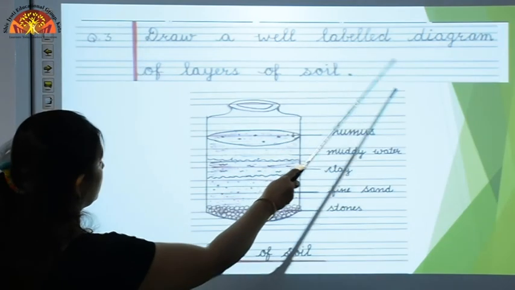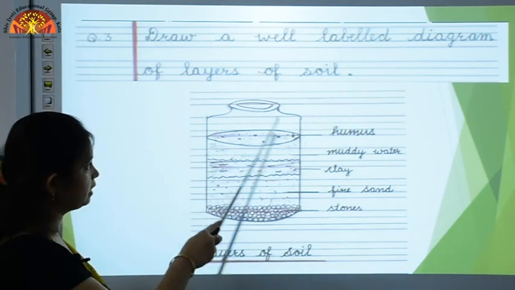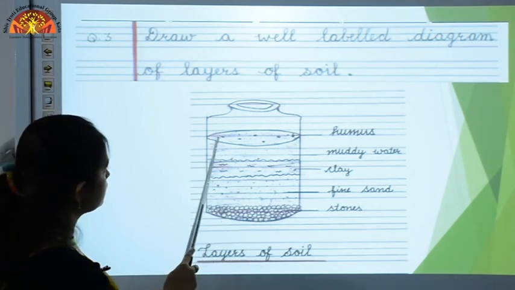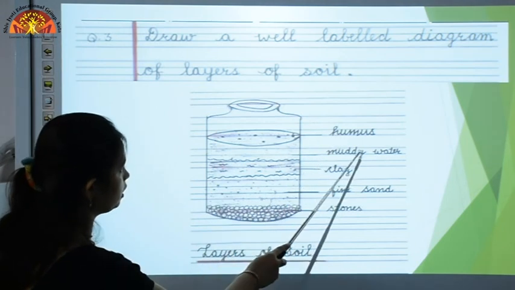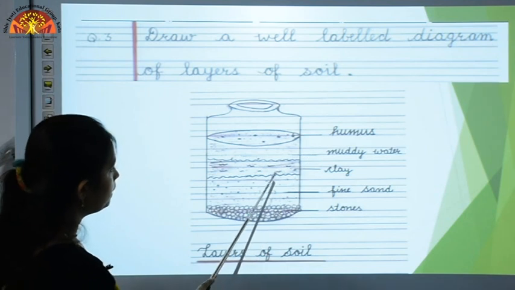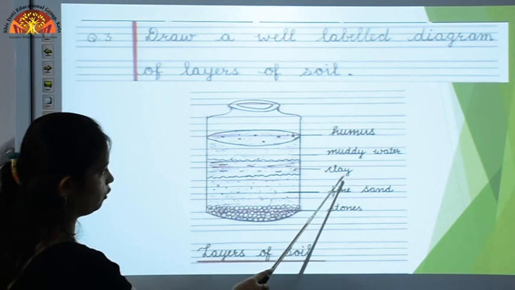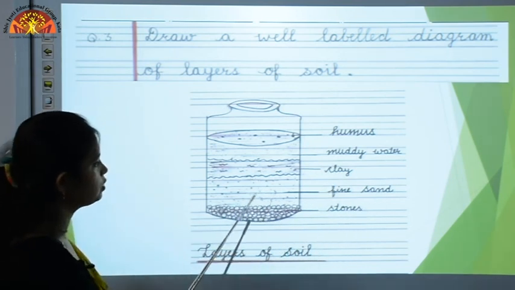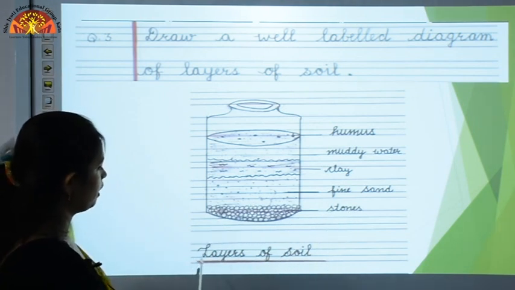Draw a well labeled diagram of layers of soil. So now you can see the diagram over here. You have to make a jar like this. Then you have to label different layers in this jar. As you can see, this topmost layer is called humus. Then below humus is muddy water. So we will make muddy water here. Then below muddy water is clay, a layer of clay. You can see here, this is the layer of clay. So we will write clay over here. Below clay there is fine sand. So we will write fine sand over there, and below sand there is a layer of stones. So we will write stones over here, and then you have to write the name of the diagram over here. So, layers of the soil.